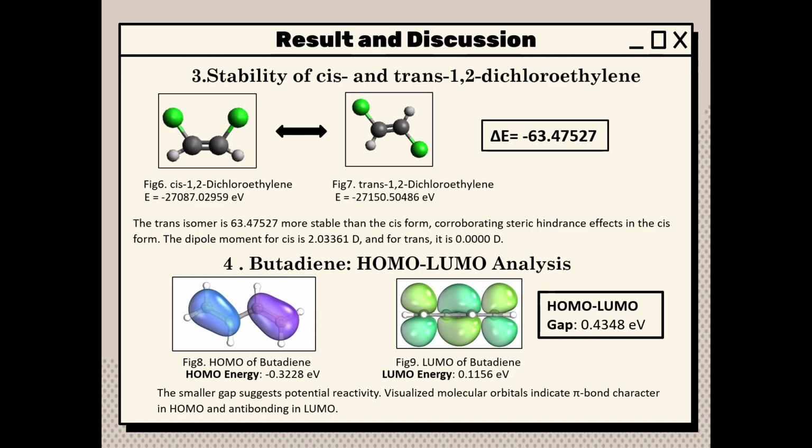For butadiene, I examined its HOMO-LUMO energy gap. The HOMO energy was minus 0.3228 electron volt and LUMO was 0.1156 electron volt, giving a gap of 0.4348 electron volt. A smaller gap indicates potential chemical reactivity. Visualizing the orbitals revealed pi bonding in HOMO and antibonding in LUMO, pointing to the regions of reactivity. This makes butadiene an interesting molecule for polymerization studies.